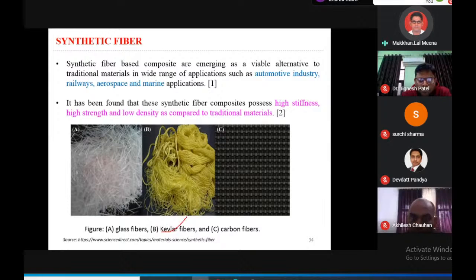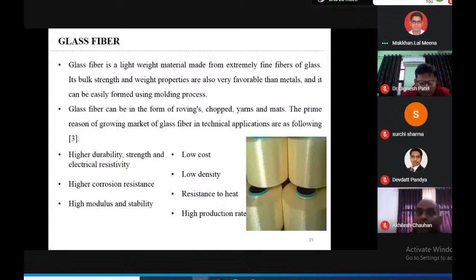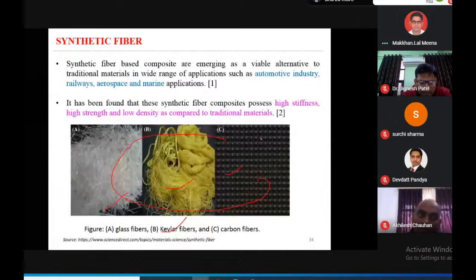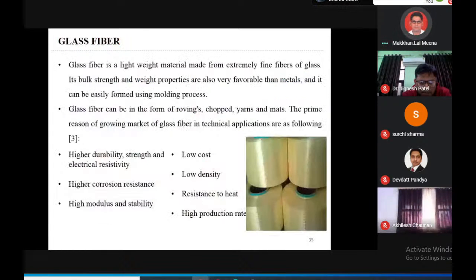aramid fiber, glass fiber, and carbon fiber, displayed in this figure. These are the three most commonly used synthetic fibers for various applications. Out of these different synthetic fibers, I selected glass fiber for our study.